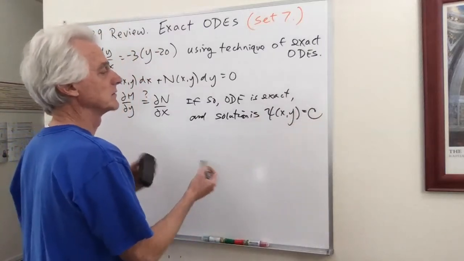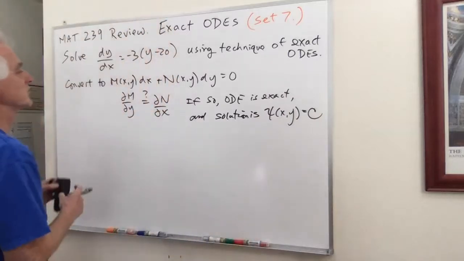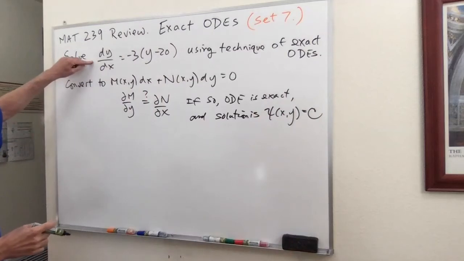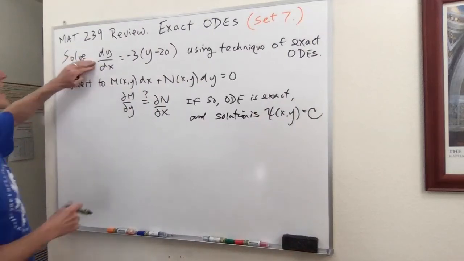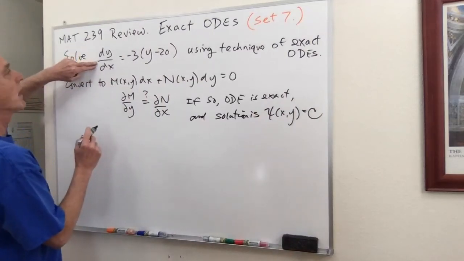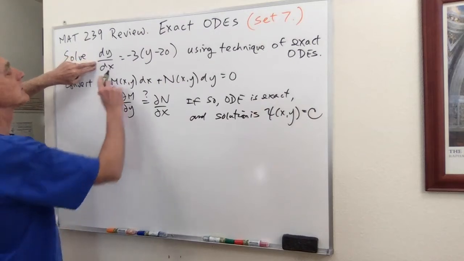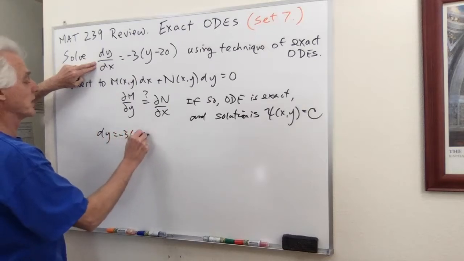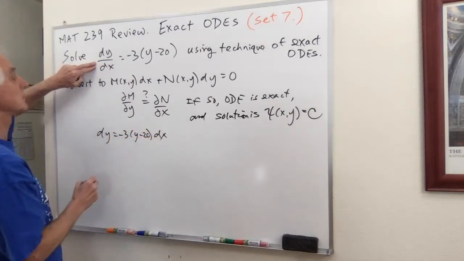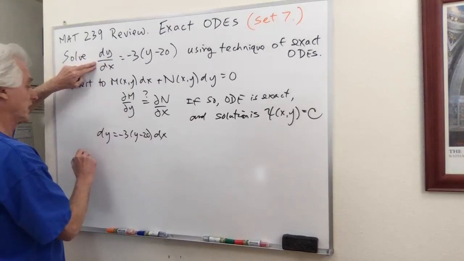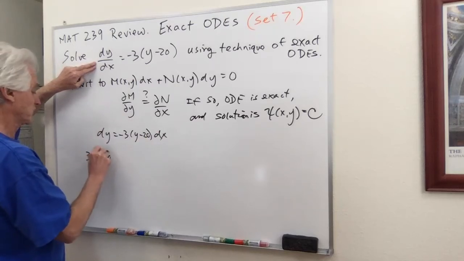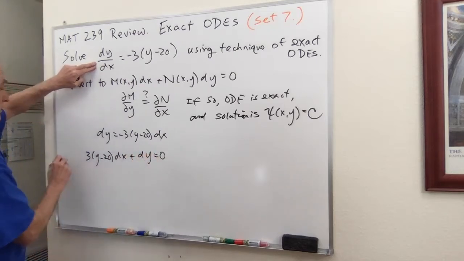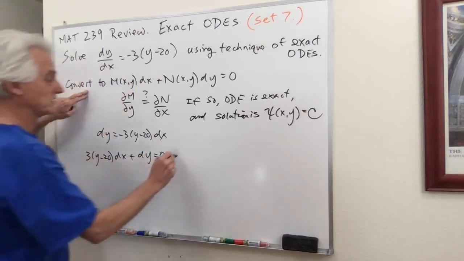And we'll get to that in a bit. Let's just do it for this one. The thing about this is that it's not in this differential form yet. All right, let's try to put it in there. So we can get dy is minus 3 times y minus 20 dx, right? Or bringing that over, I get 3 times y minus 20 dx plus dy equals 0. So this is in differential form.